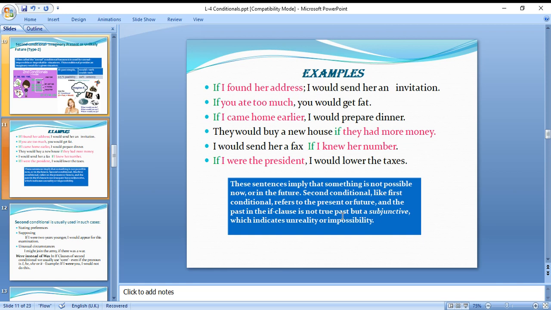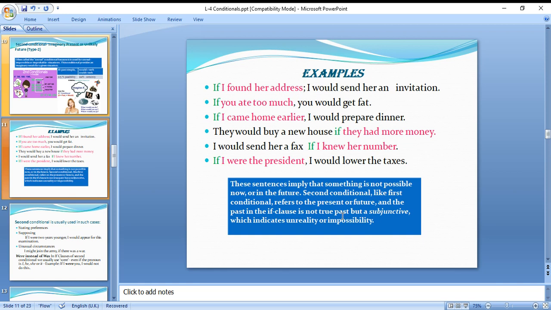If I were the president, but I was not the president, if I were the president, I would lower the taxes, but I would not be able to lower the taxes because I was not the president. These sentences imply that something is not possible now or in the future. Second conditional, like first condition, refers to the present or future, and the past in the if clause is not true past but a subjunctive which indicates unreality or impossibility.